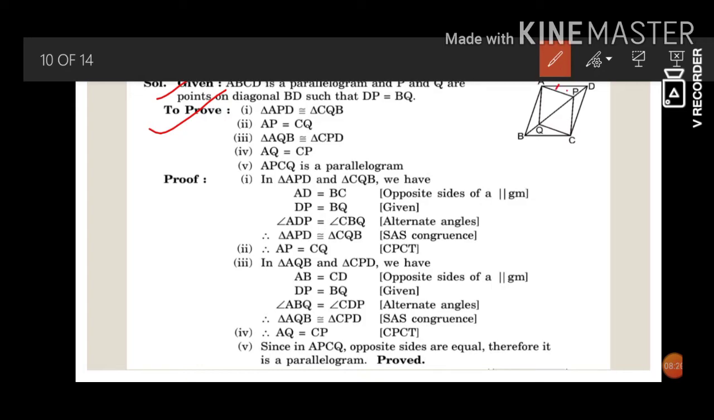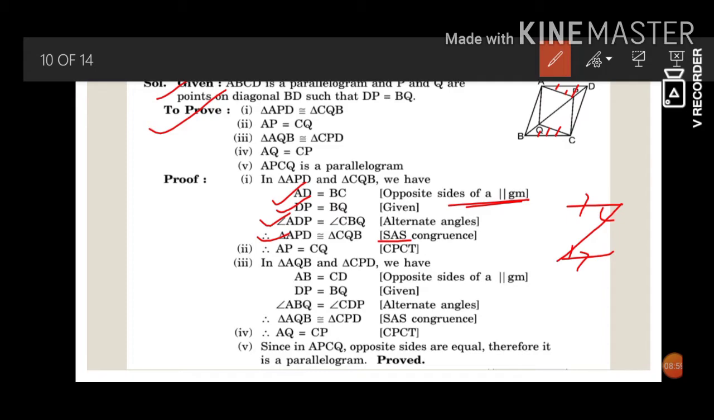So APD is this part of the triangle and CBQ is this part of the triangle. Here we have to show congruency. So in these two triangles, AD is equal to BC as they are the opposite sides of a parallelogram. DP is equal to BQ, it is already given in the question. And angle at D and angle at B are alternate angles. Since AD and BC are parallel and BD is a transversal, these angles become alternate angles. So by side congruency rule, the triangles are congruent. So our first one is proved.